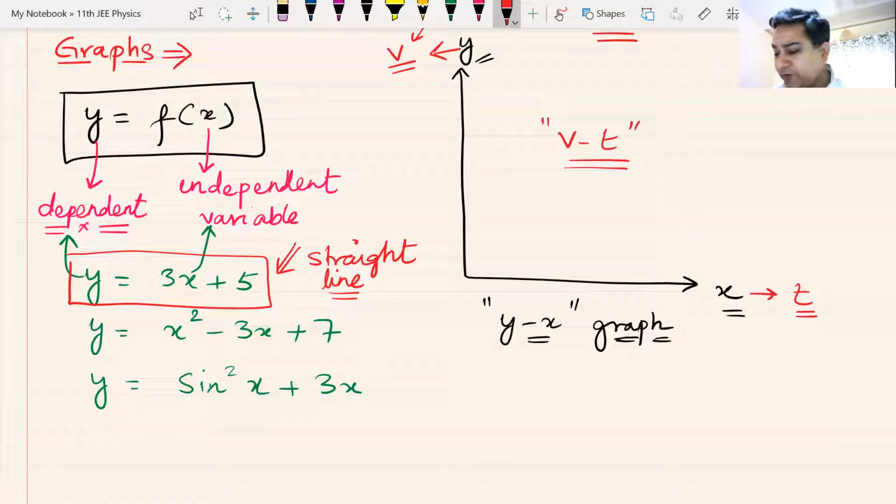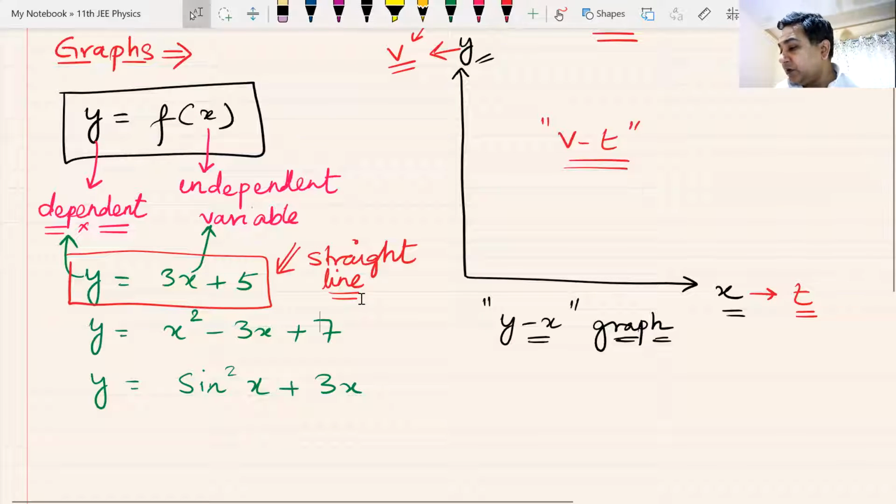This is a straight line graph. In most of the questions that you will see, y is equal to mx plus c, yes, we are coming to that, Kartik. In most of the cases, the questions will be coming with a straight line graph. So we'll be paying more attention to this straight line graph.